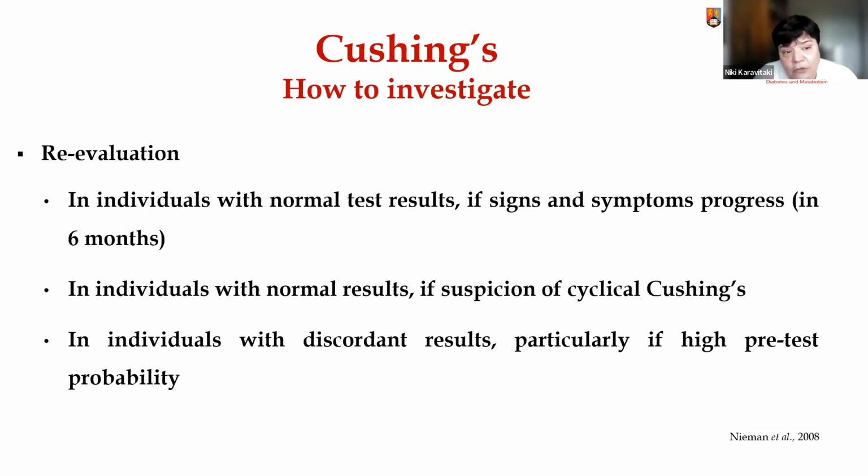There may be times that we are not sure, and we may consider re-evaluation. And which group of people will this be? This will be in individuals who had normal test results, but the signs and symptoms that resemble cortisol excess progress. Let's say we see our patient 6 months later. We need to reevaluate also individuals who have normal results, but we have high suspicion of cyclical Cushing's. And it is worth reevaluating individuals who had discordant results, particularly if the pre-test probability of having Cushing's was very high.